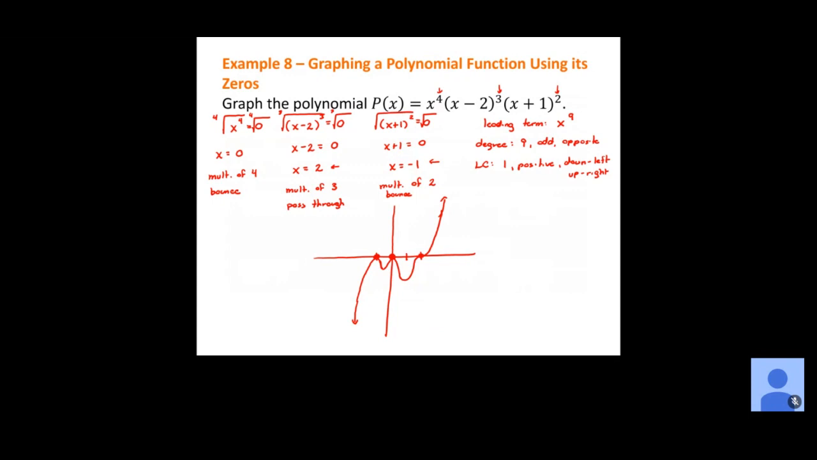Again, the things that we know based off of the leading term, we know the end behavior. Based off of the zeros and whether their multiplicity is even or odd, we know whether it bounces off the x-axis at those points or whether it passes through the x-axis at those points.